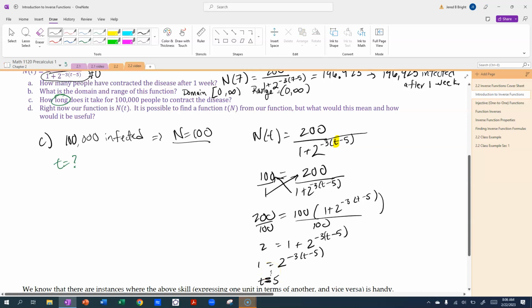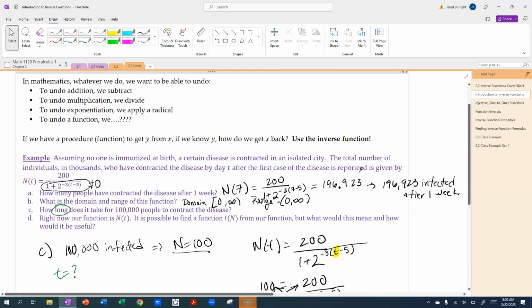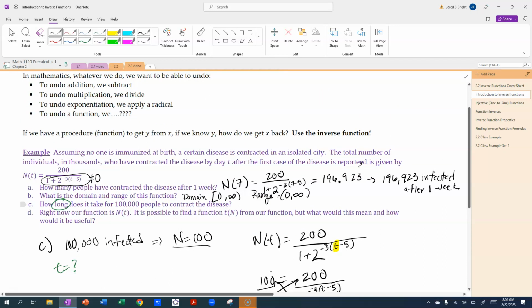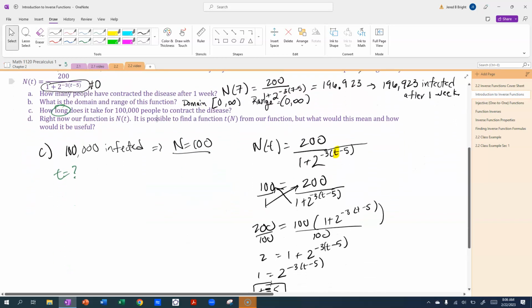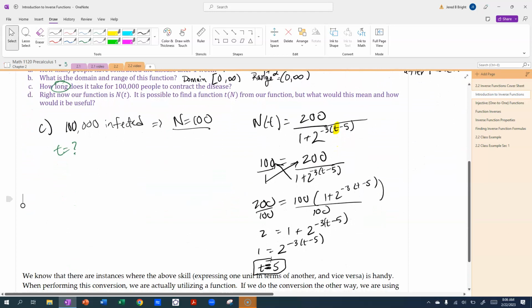Now, I'm not so concerned that you know how to solve this. We'll come back and see more functions and equations like this later in the course, but the idea is I was able to start with an n value and solve for t, okay? So in part A, I was given a t value and I was able to calculate n. Now I went backwards in part C. So that's the idea of an inverse function.